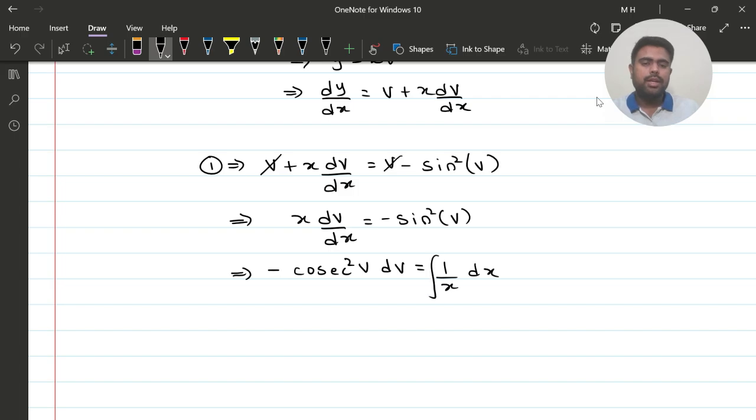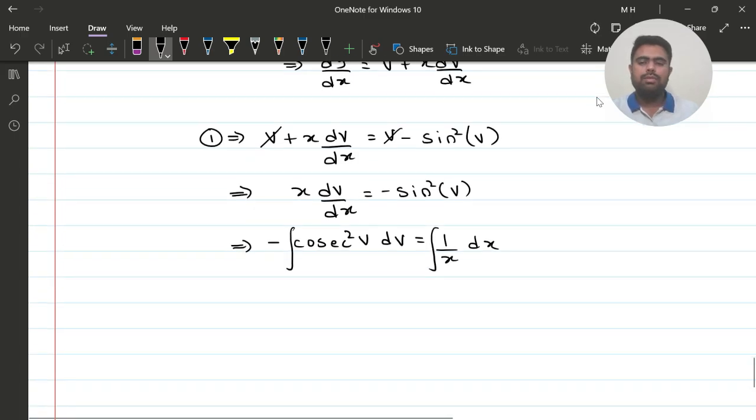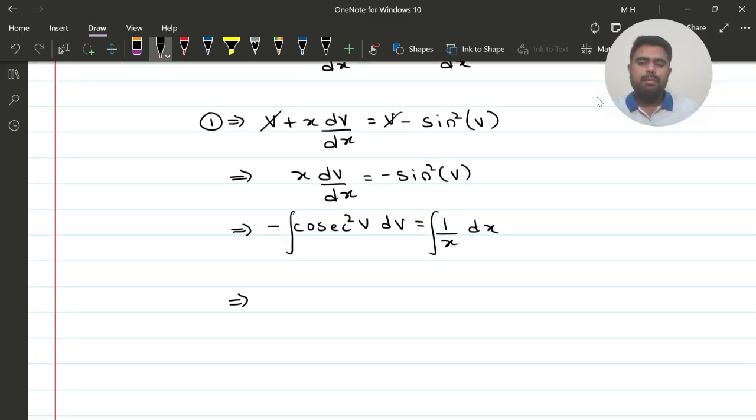Okay, so I will integrate this on both sides. What will I get? I will get minus, what is the integration of cosec square v? We know that the derivative of cot x is minus cosec square x, right? So when you integrate minus cosec square x, you should get cot x, right? So what is the integration of minus cosec square x? It is cot x plus cot x.